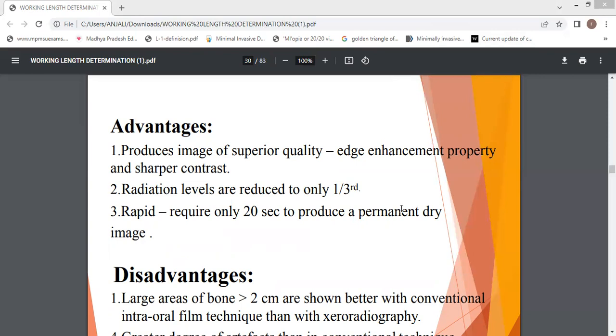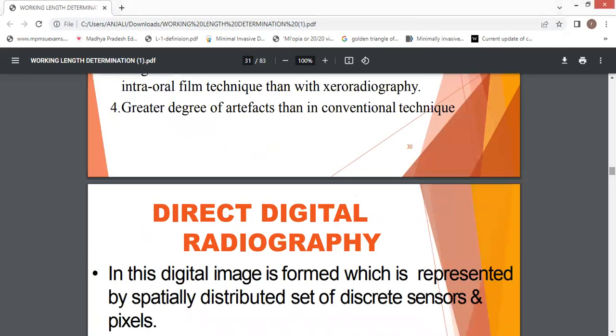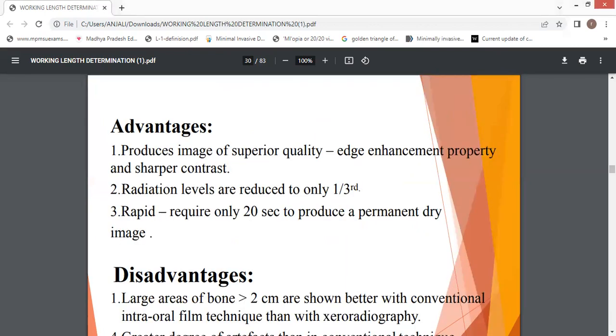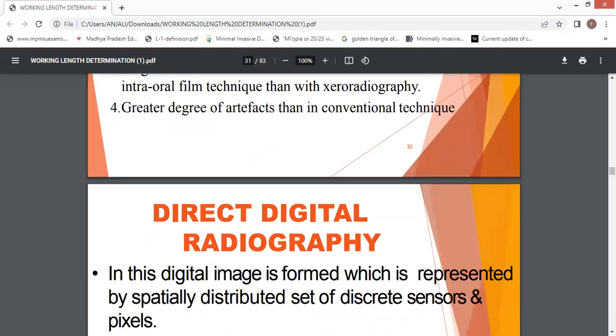Disadvantages of xeroradiography: large areas of bone more than 2 centimeters are shown better with conventional intraoral film technique than with xeroradiography. Greater degree of artifacts than in conventional technique.